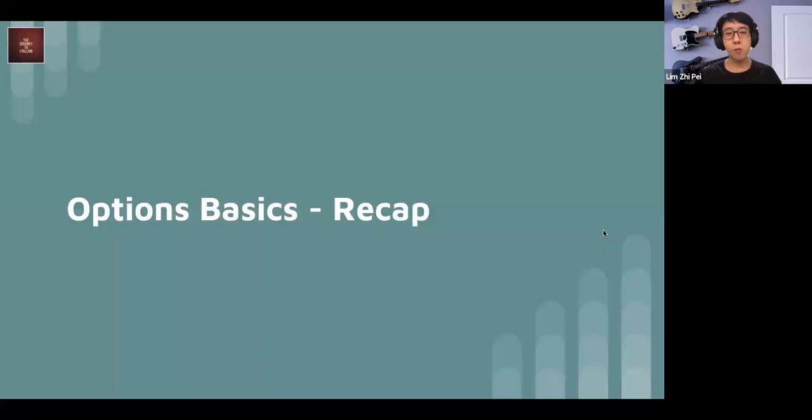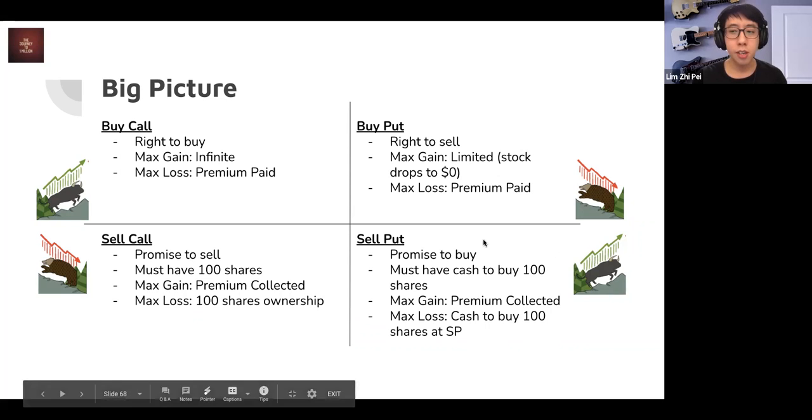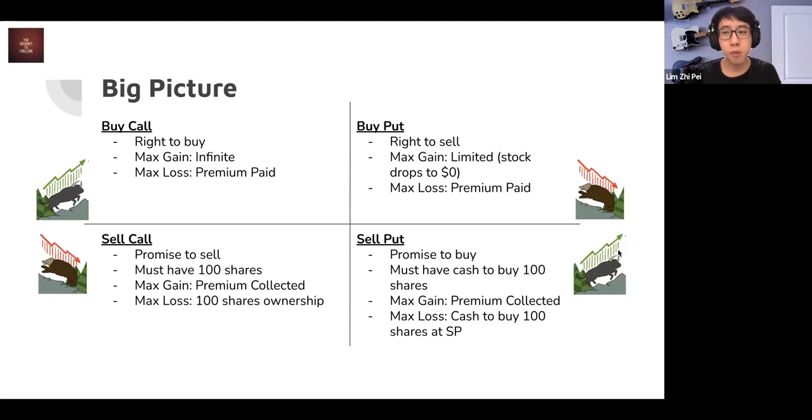So before I go into part 2, I would like to do a simple recap on the things that we touched on in part 1. Basically, this is the big picture of options contracts. As you can see, options can be differentiated into 2 types. One is call, and the other one is put. And you can buy or sell a call or buy or sell a put. If you anticipate the stock price to go up, you use buy call and sell put so that you can profit if the stock price goes up. And as the opposite, with buy put and sell call, you want the stock price to go down.